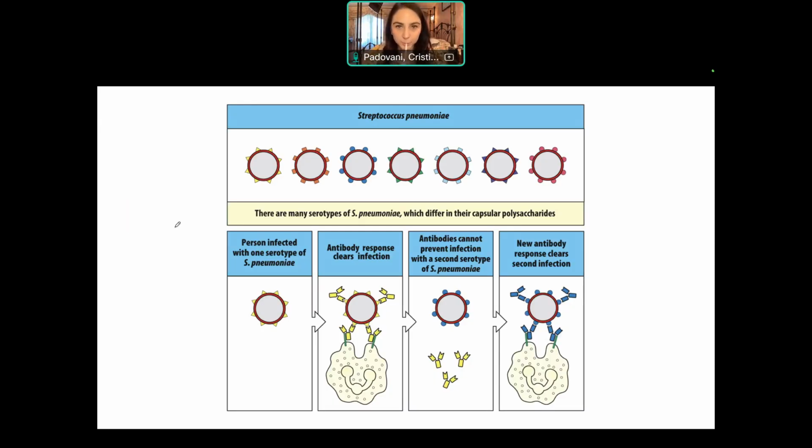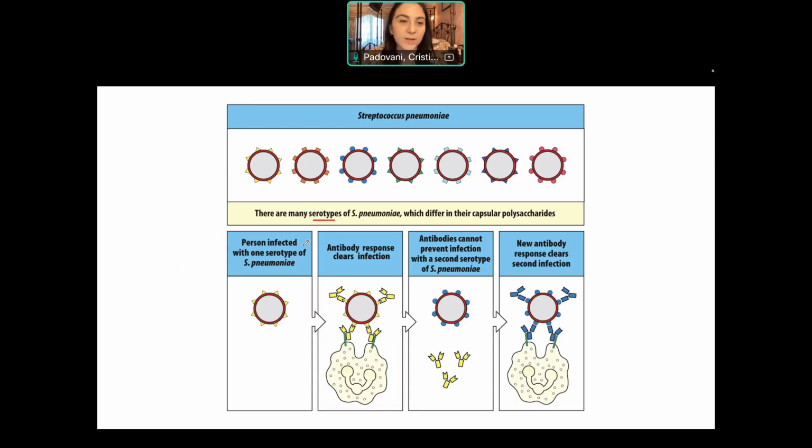Okay, so here's a picture kind of showing what we just talked about. There are many serotypes of strep pneumo, which differ in their capsular polysaccharides. Like I said, capsules are mostly made of polysaccharides. So this strep pneumo capsule can have the yellow triangles, this one can have orange squares, this one can have blue circles, and so forth, right?